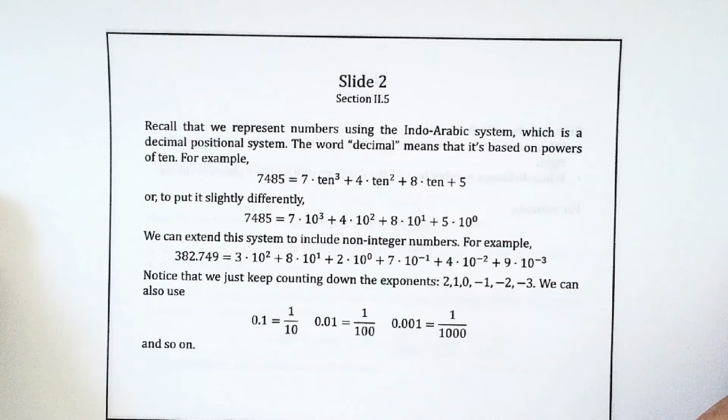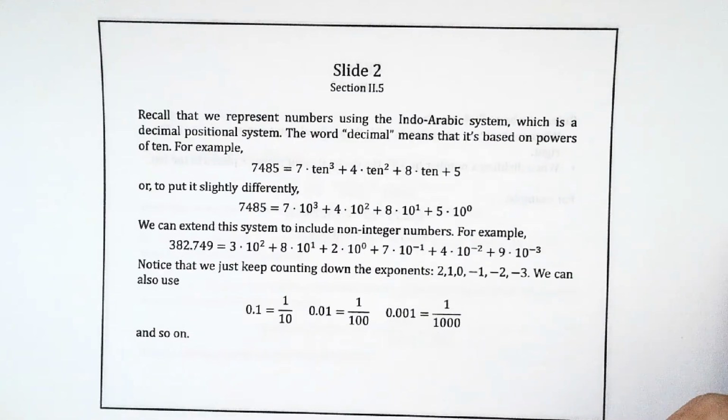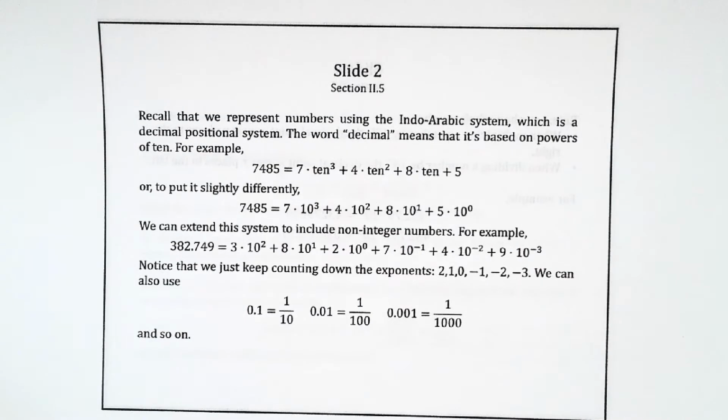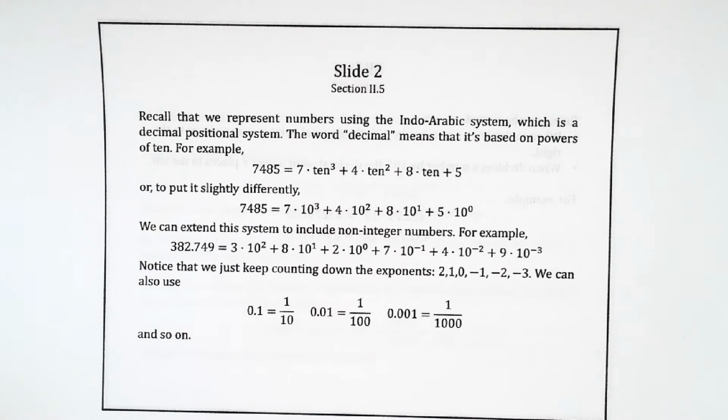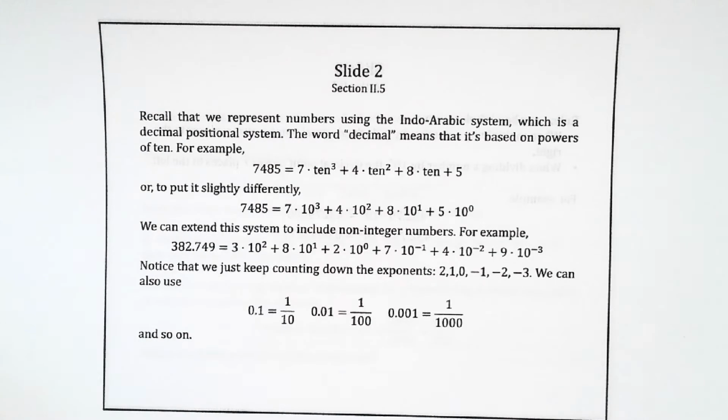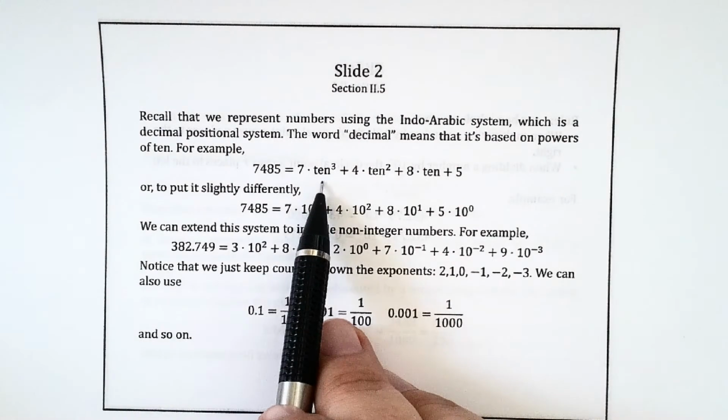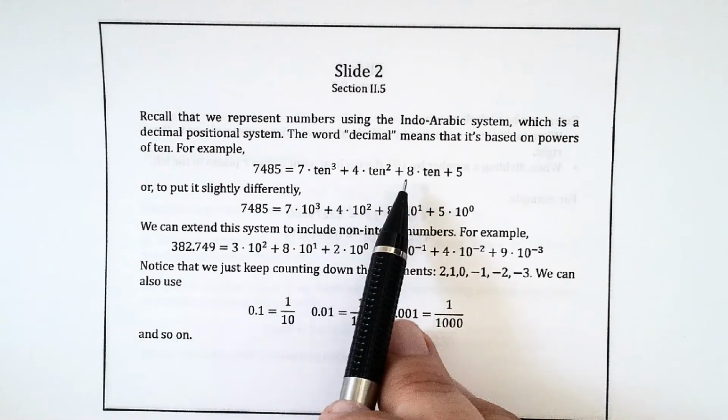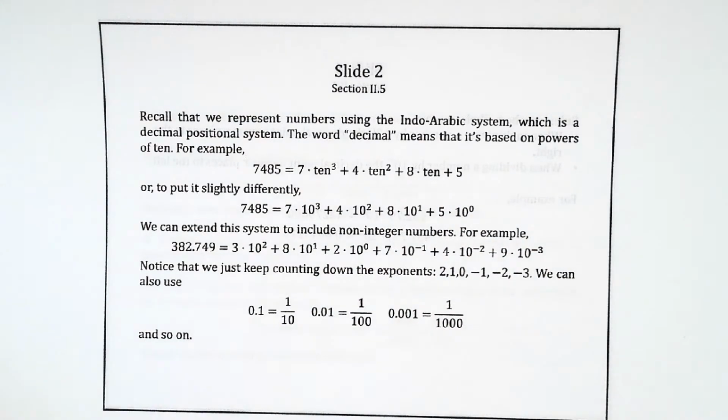Okay, in our culture, we represent numbers using the Indo-Arabic numeration system, which is a decimal positional system. The word decimal means that it's based on powers of 10. You can think of the Spanish word diez. So for example, 7,485, that string of digits 7485, represents 7 times 10 cubed plus 4 times 10 squared plus 8 times 10 plus 5.